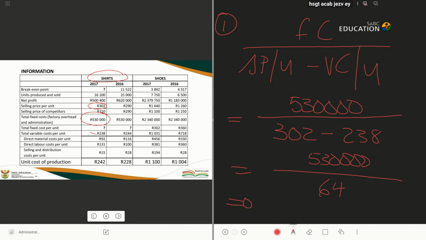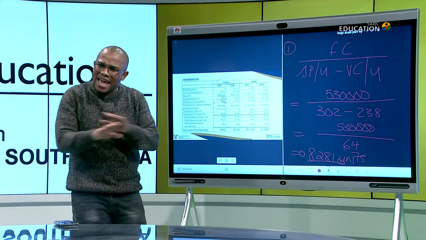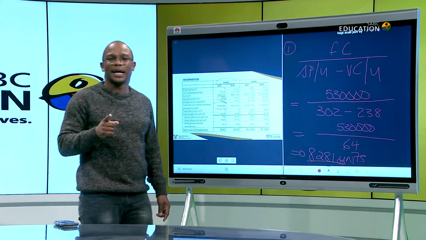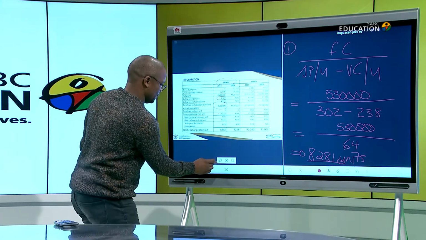So how much is your break-even? 530,000 divided by 64. That will be 8,281. What? Units. Don't forget, always your break-even point must be expressed in units. It must never ever be in rand. So it is important to know that your break-even point is in units. So let's go to question number 2.